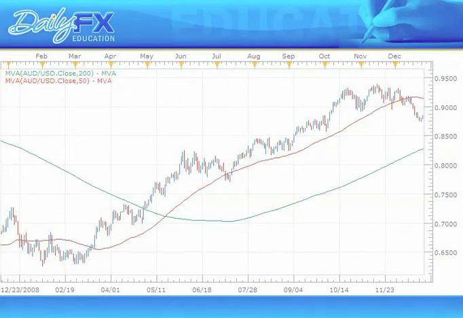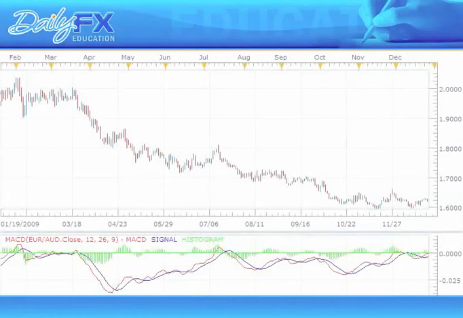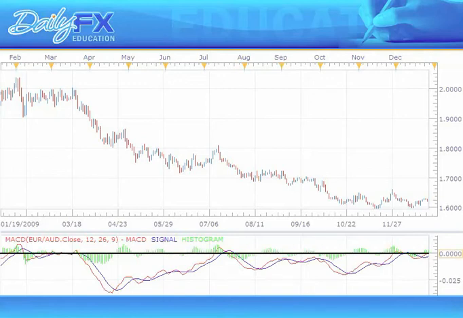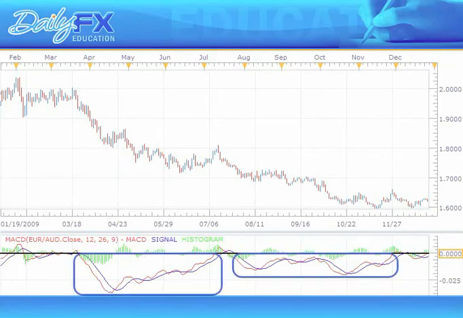This chart includes the moving average convergence-divergence indicator, otherwise known as the MACD. The key point here is the zero line. Traders will consider the market to be in a downtrend if the red MACD line and the blue MACD signal line are both below the zero line. If the red line is also below the blue line, it further indicates the downtrend.